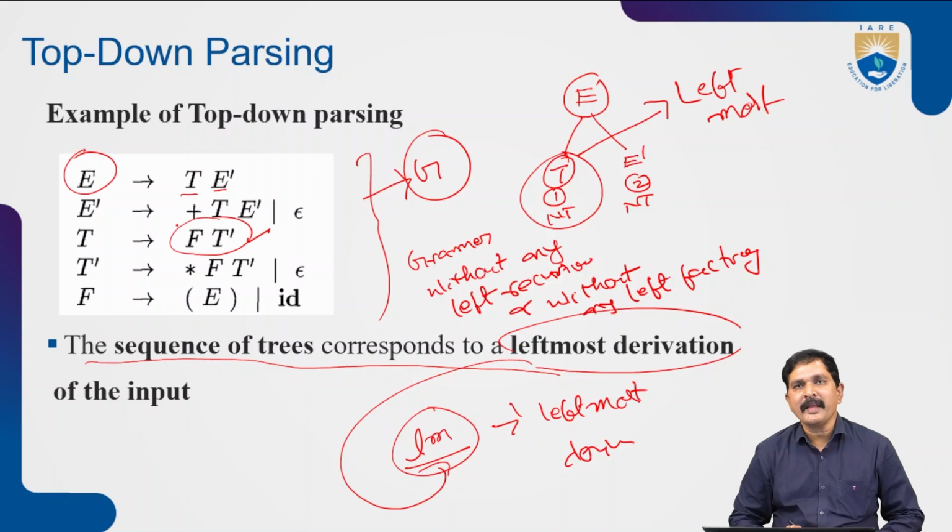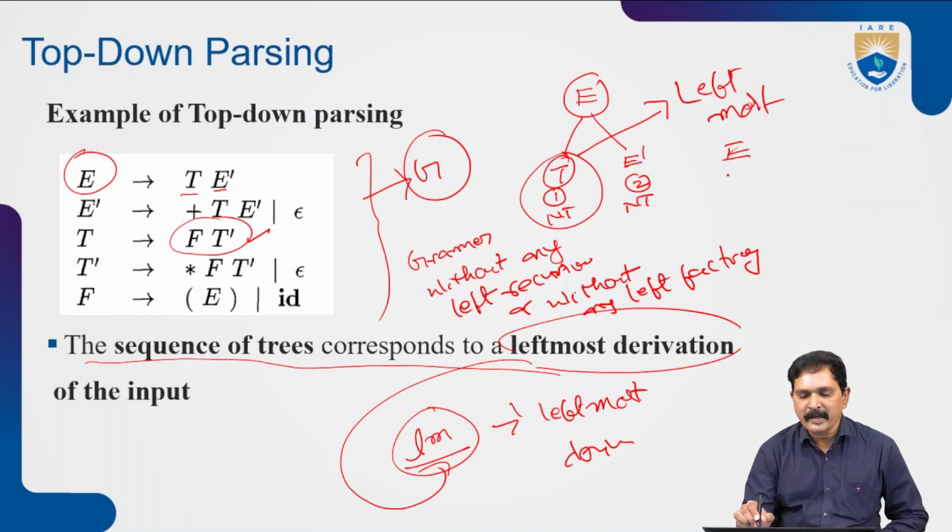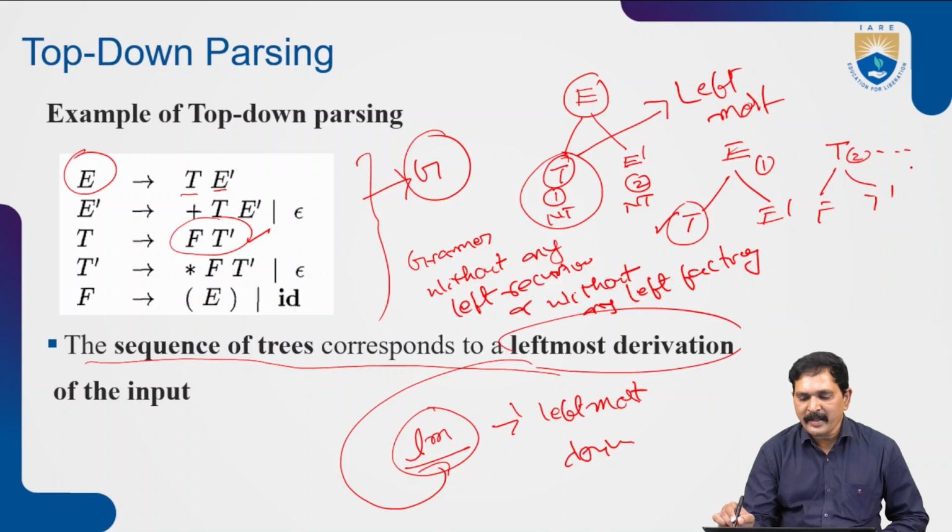In the first step, you construct the expansion of capital E as TE dash. After that, for the leftmost non-terminal, you make the replacement. Again, T can be replaced with FT dash. So this is one step, and this is another step. Like that, you apply a series of steps. This is the process you should follow in top-down parsing.